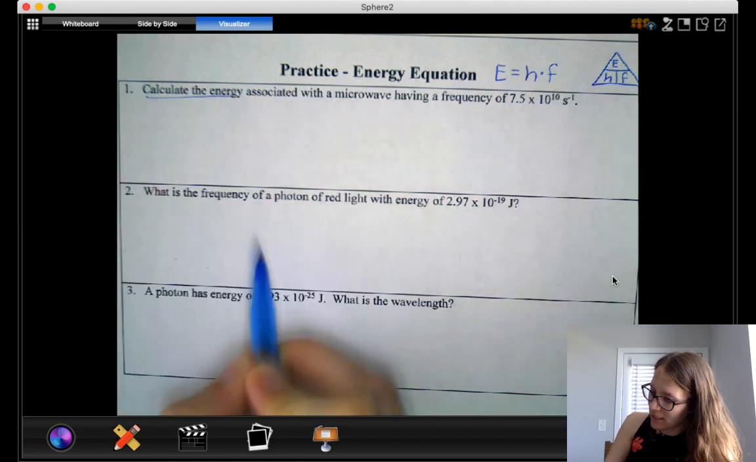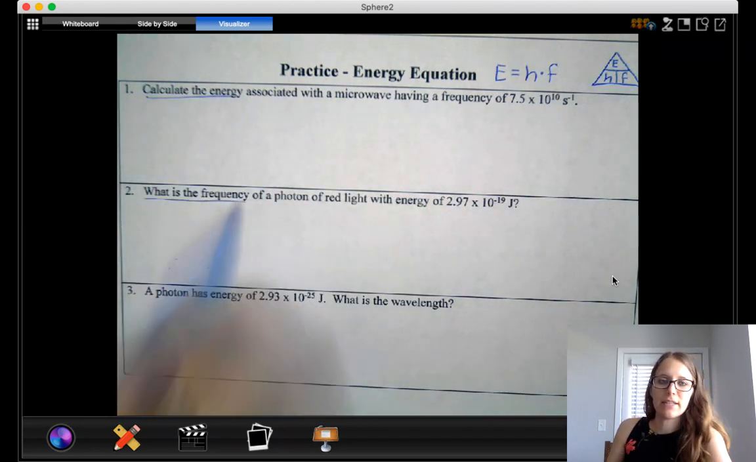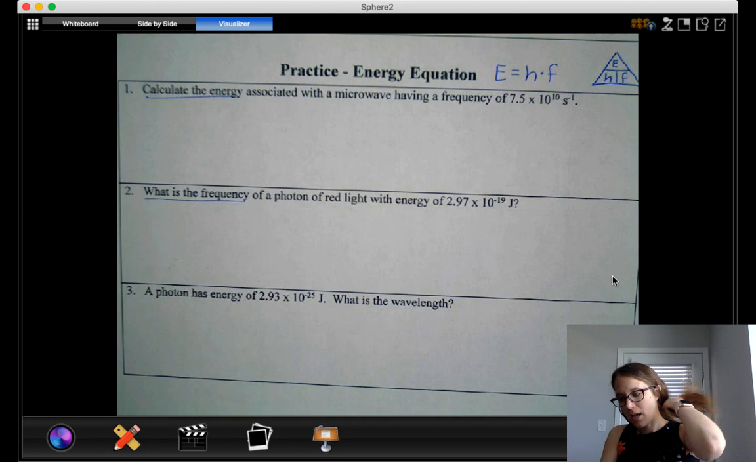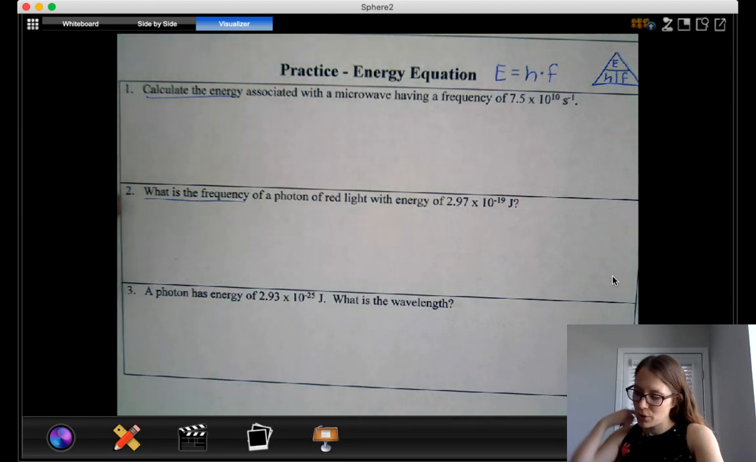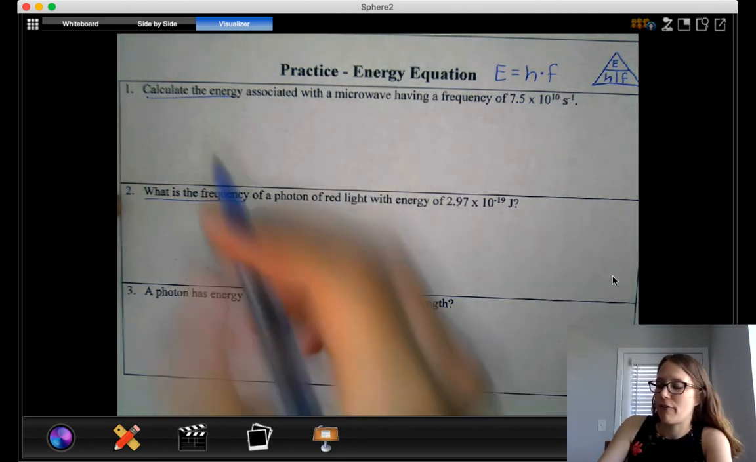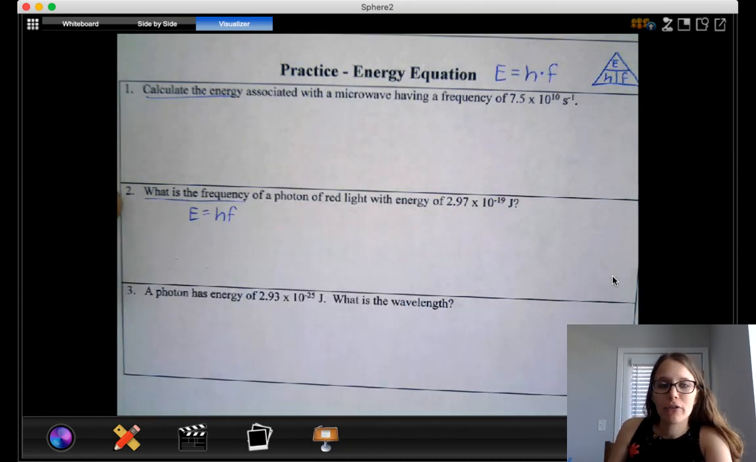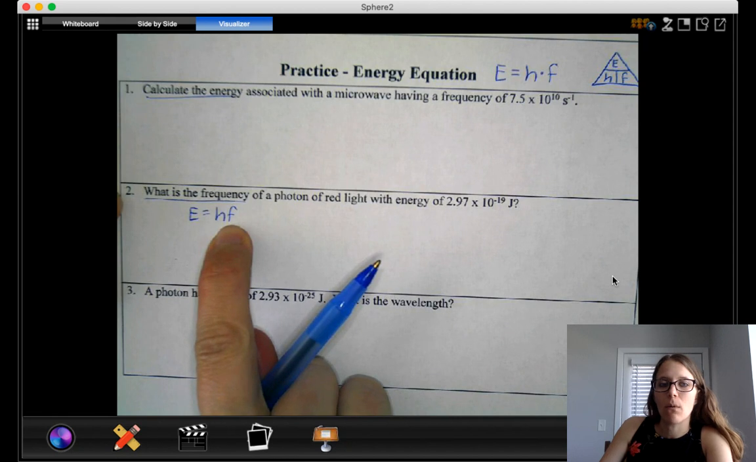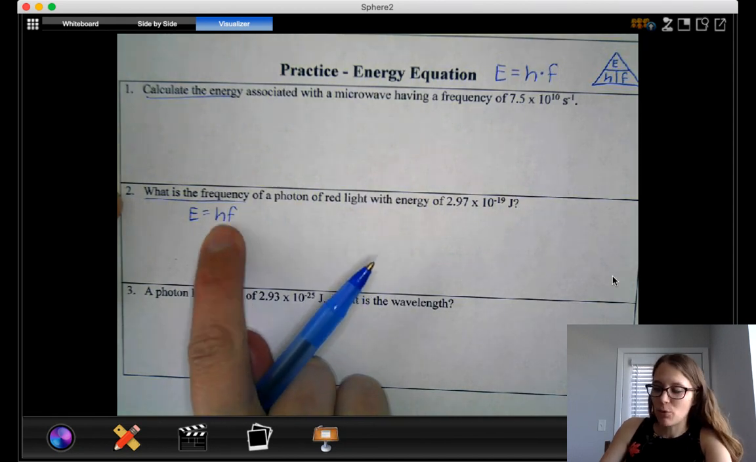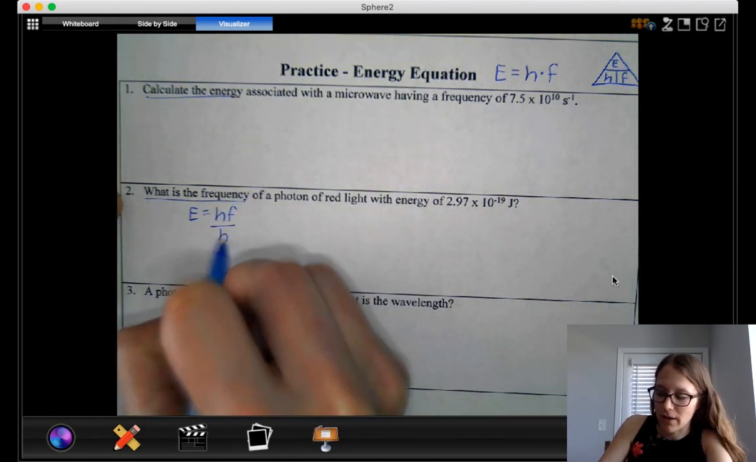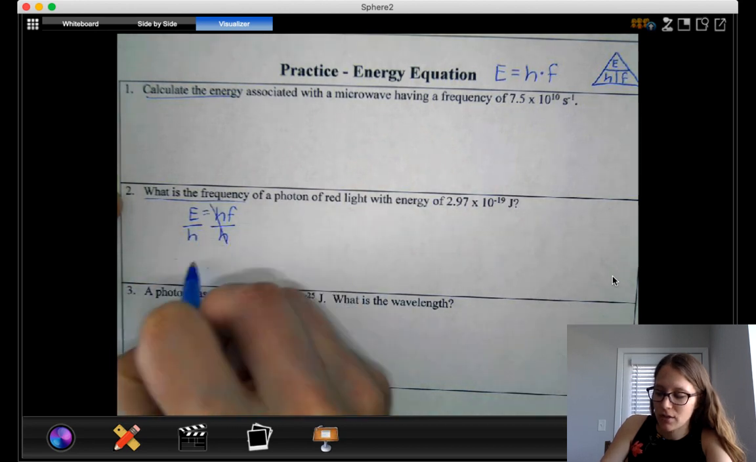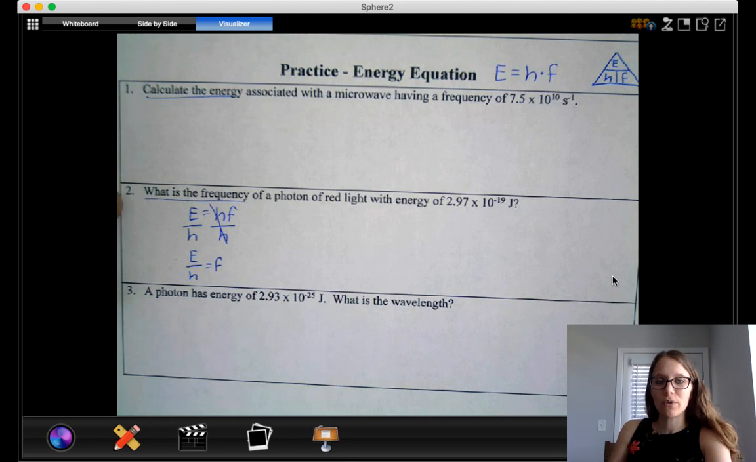So I'm going to find one that's different. Number 2 is different from the one we already did. For number 2, what is the frequency of a photon? This time we are trying to solve for F, which is frequency. In order to get F by itself, I need to move H to the other side, so I could divide both sides by H to get F alone. I could also have used my triangle.